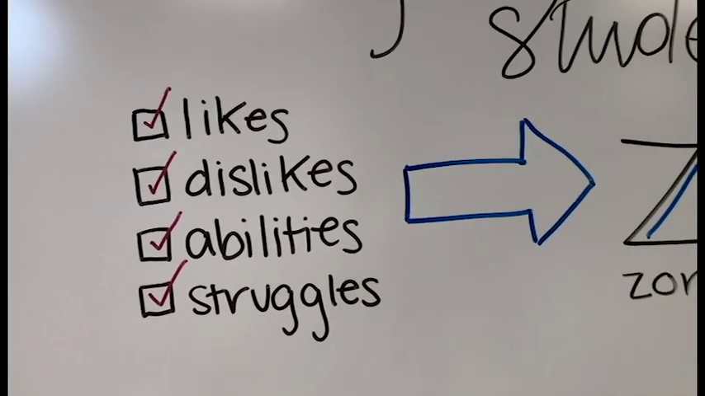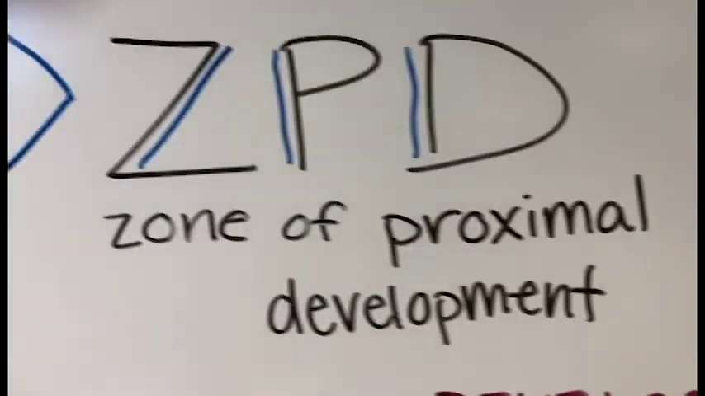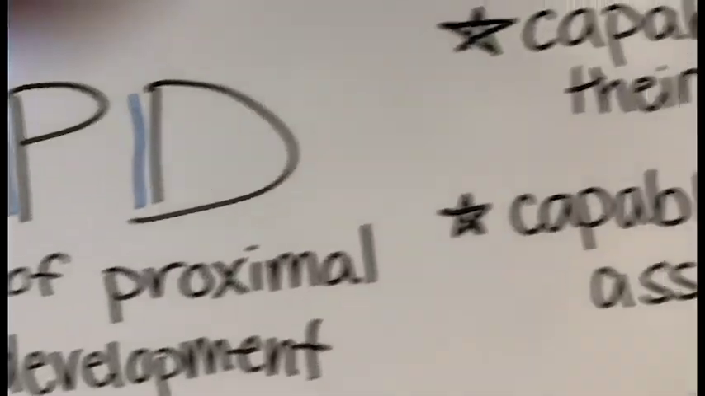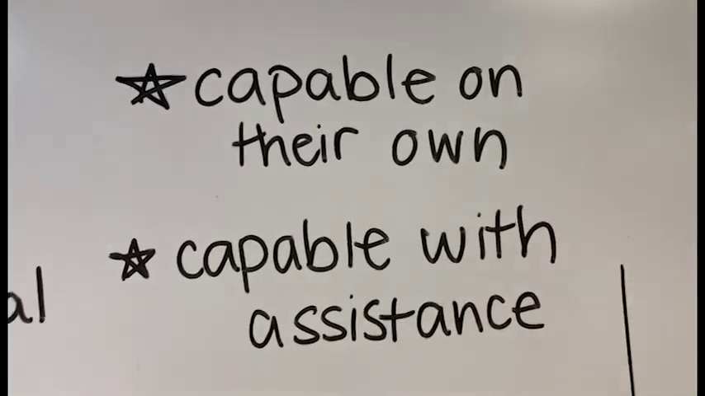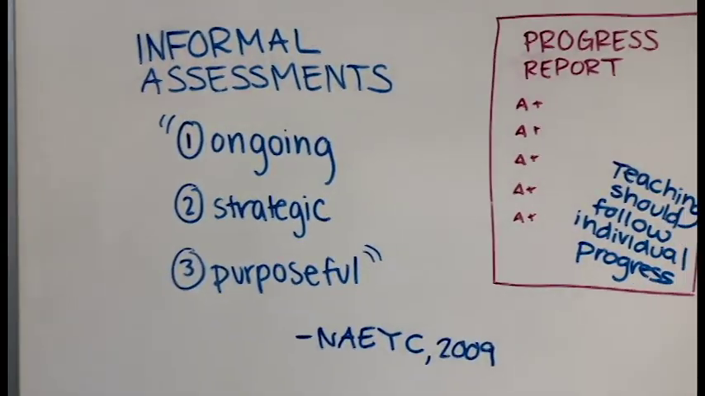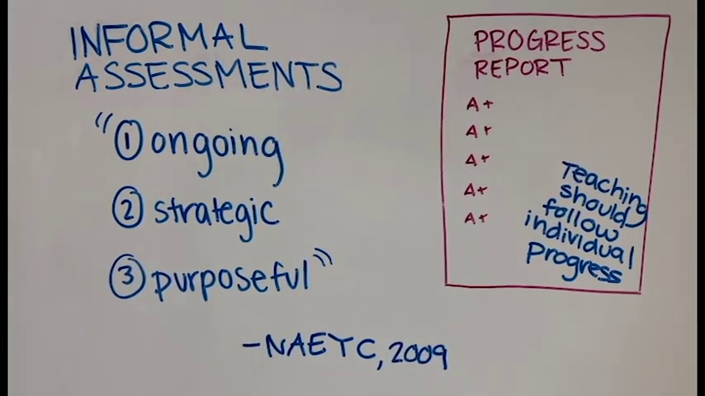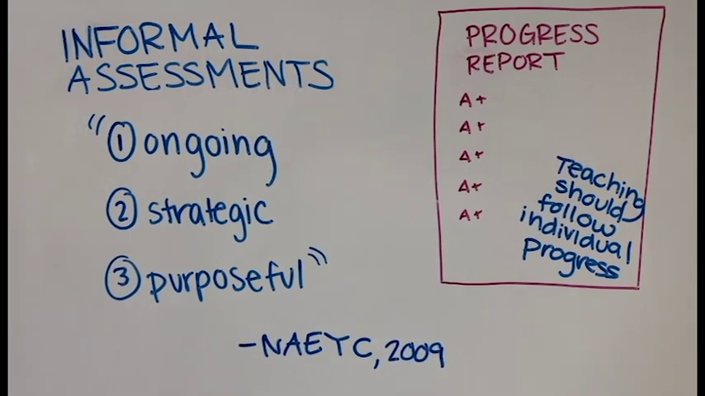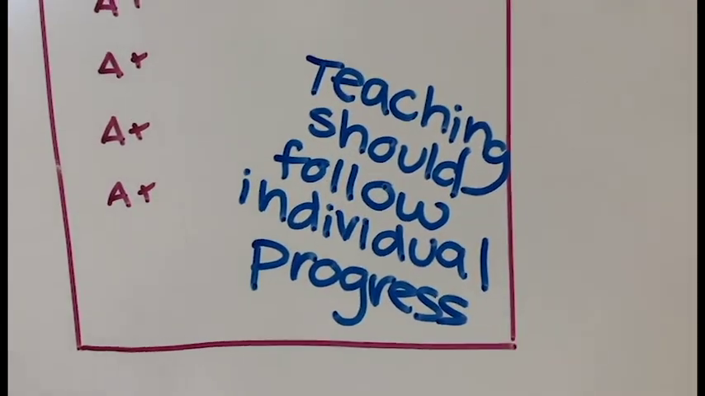The second strategy is knowing your students well enough to adapt to the needs of each student. By gathering information about their likes, dislikes, abilities, and struggles, we can create curriculum that puts them in their zone of proximal development. Knowing what they are capable of on their own and capable of with assistance from others is valuable information for intentional teaching. Informal assessments should be ongoing, strategic, and purposeful. Keeping a record of their progress is a great way to make sure your future lessons have intentional information for their continued growth.